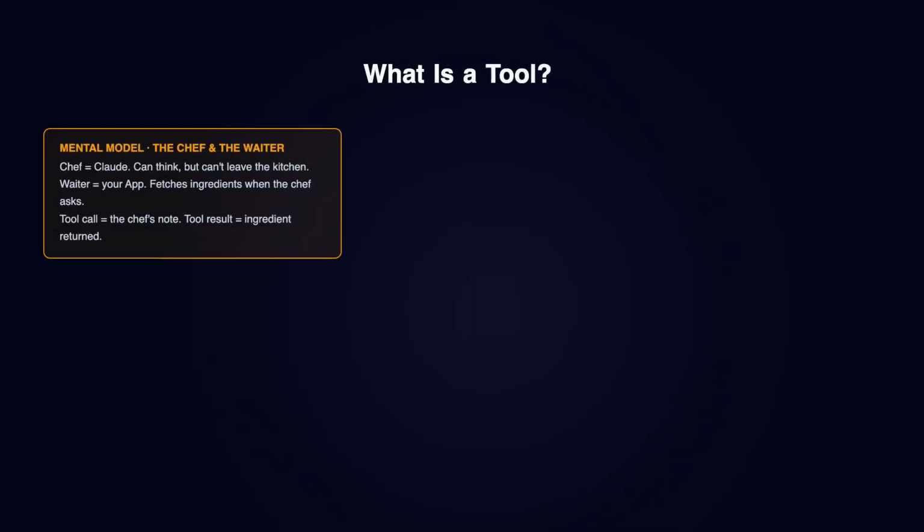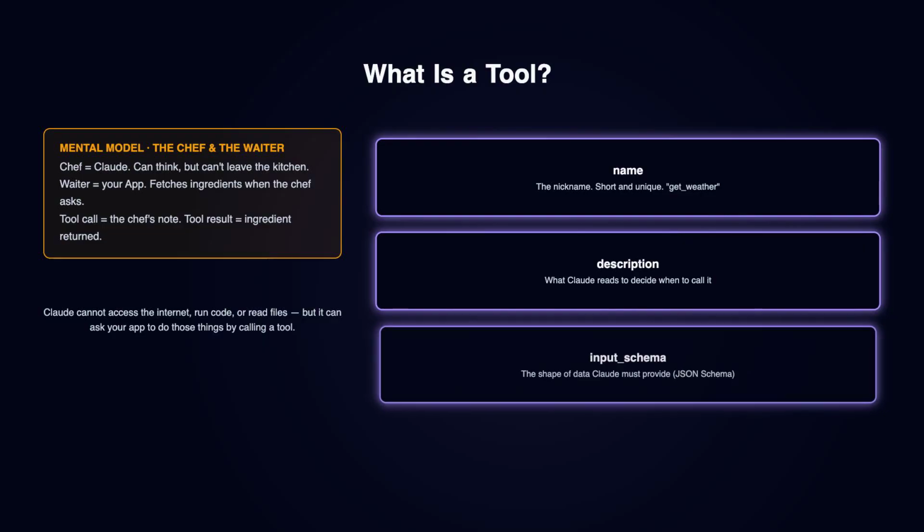A tool is a small function that your application runs on Claude's behalf when Claude asks for it. Claude itself cannot access the internet, run code, or read files, but it can request that your app does those things by calling a tool. Every tool definition has 3 parts: the name, a short nickname; the description, the sentence Claude reads to decide when to use it; and the input schema, the exact shape of data Claude must provide.